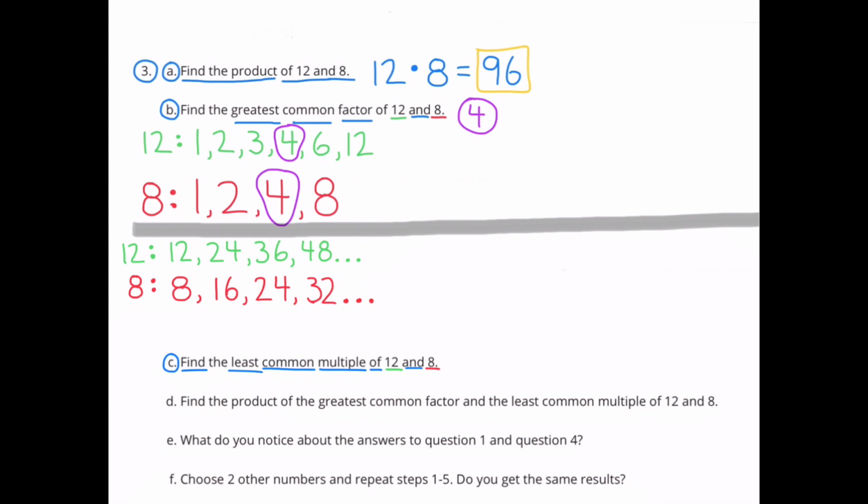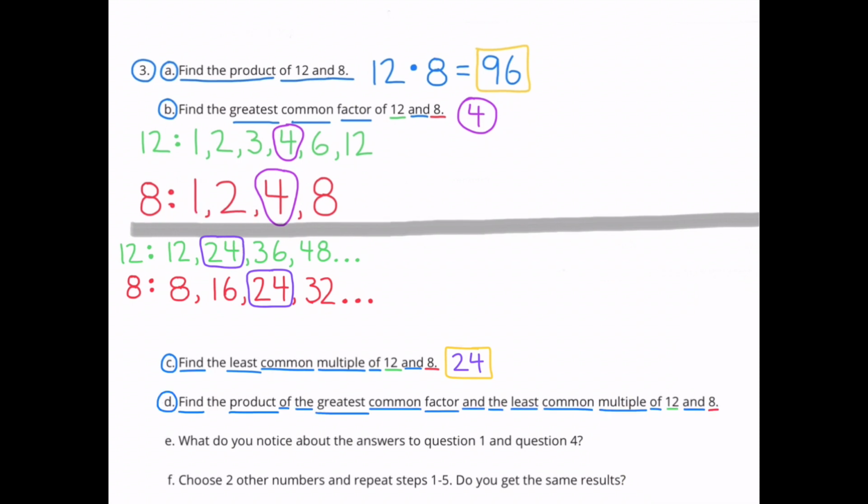C. Find the least common multiple of 12 and 8. I've listed the multiples of 12: 12, 24, 36, 48, and so on. And I've listed multiples of 8: 8, 16, 24, 32, and so on. The least common multiple of 12 and 8 is 24, as 24 is the smallest multiple that they have in common.